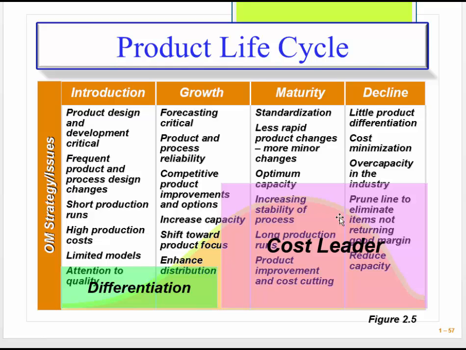So the point being, firms that have products over here tend to be differentiators. Of course, there are many exceptions to this, but as a general rule, we find the products are over here in these two places more. And then as the products start to fall off and decline, other firms can make knockoffs, if you will, and they're able to compete more like a cost leader.